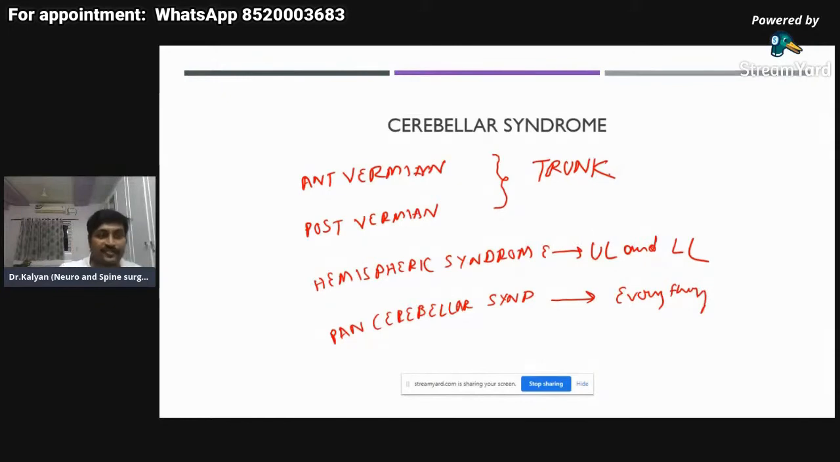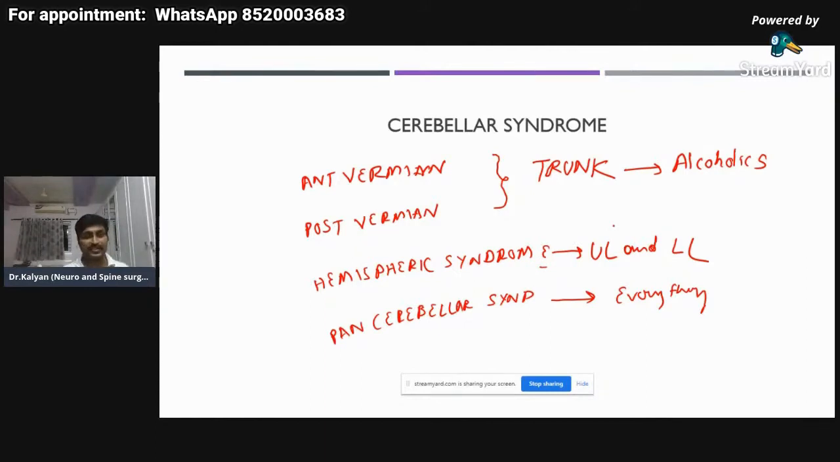So when the trunk is involved, the patient will not be able to sit in the chair. He will be swaying around. This truncal ataxia is common in alcoholics. In alcoholics, the Vermis is mainly involved, so it causes the anterior Vermian and the posterior Vermian syndrome, leading to truncal ataxia. In the Vermian syndrome, the limbs are not involved much. Whereas in the hemispheric syndrome, truncal ataxia is not predominant, but the patient will have a tremor in the hand.